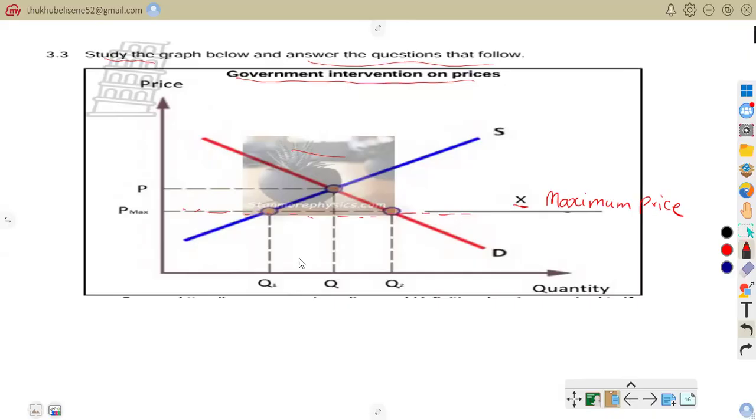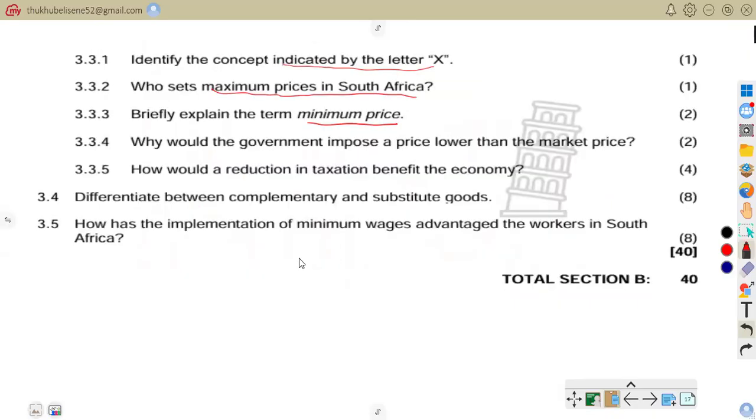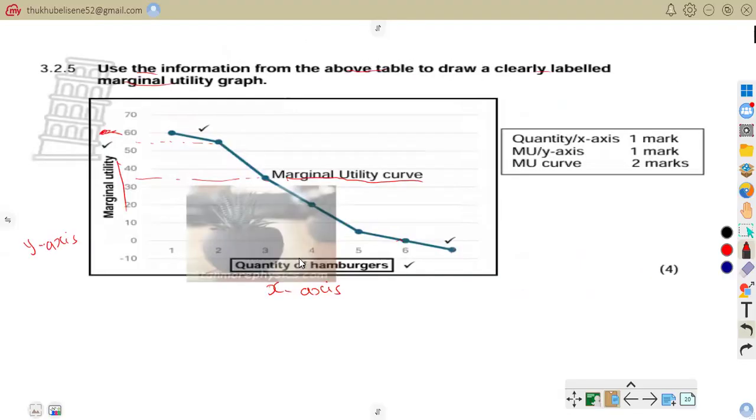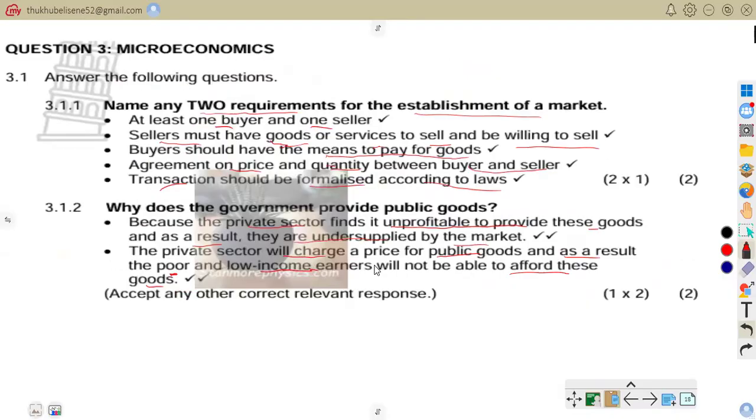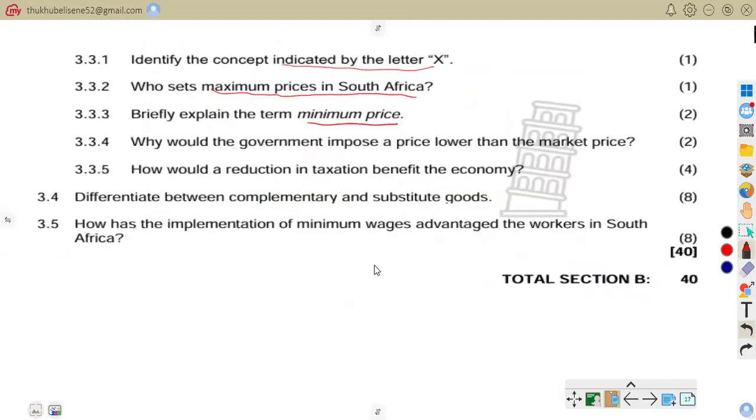So let us go to our answers. Briefly explain the term minimum price: that is when the price is above the equilibrium price for the benefit of the producer. Hope we are together on that. Now let us go to 3.3.4. Why should government impose a price lower than the market price? We want to know the reason for a lower price. Why would government impose a price that is lower than the market price?